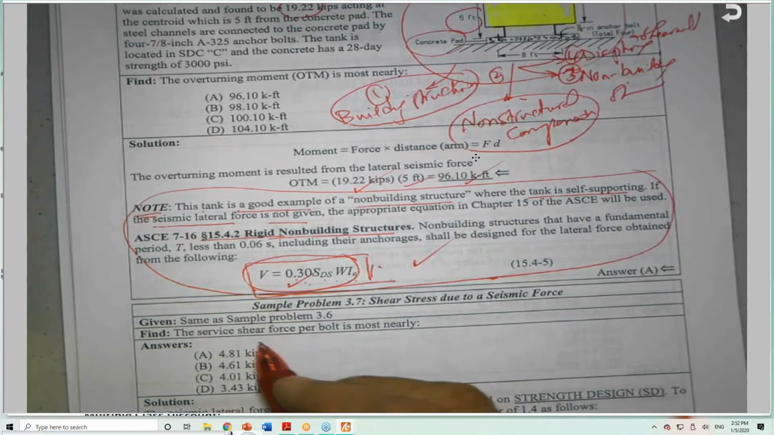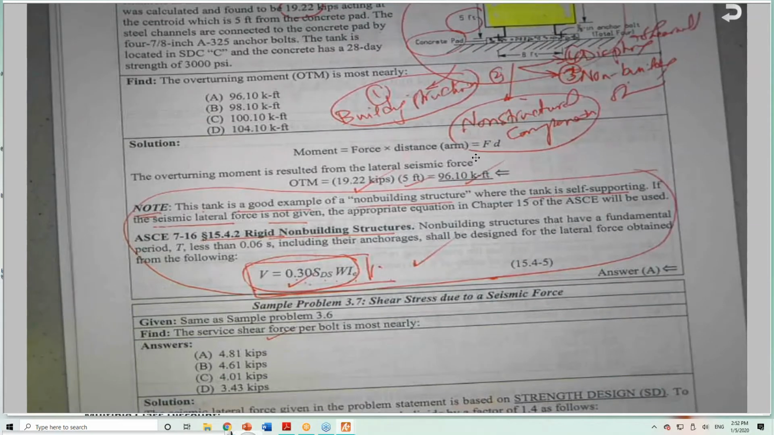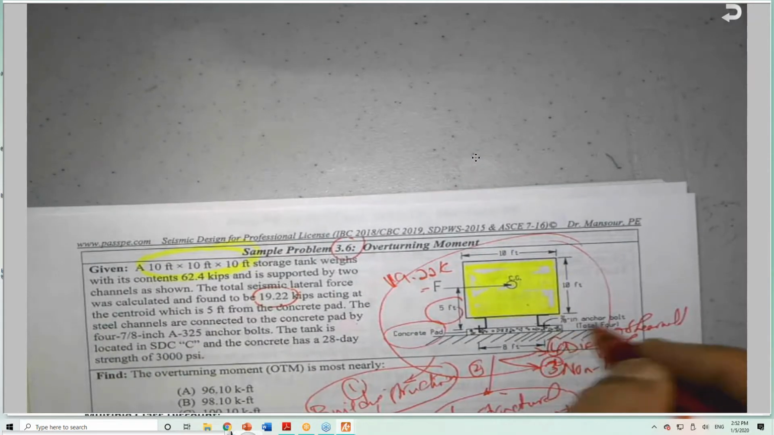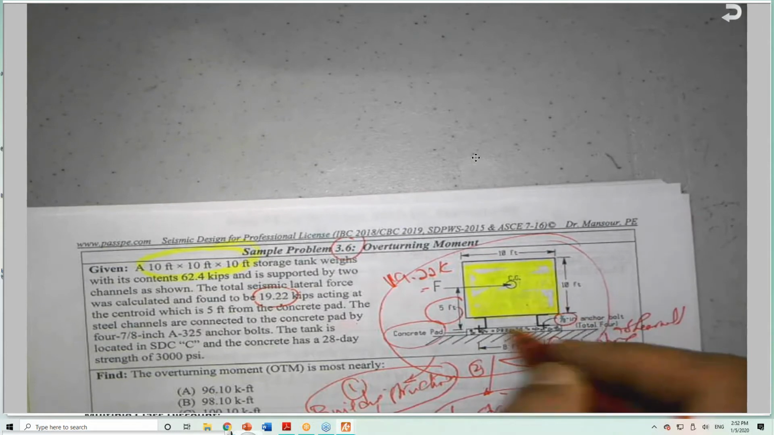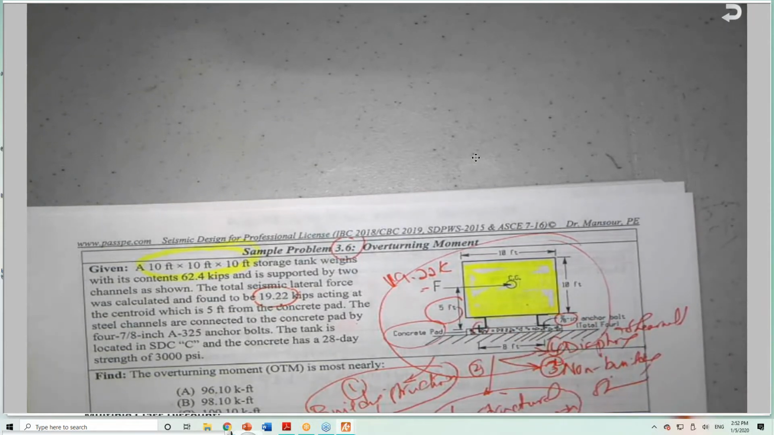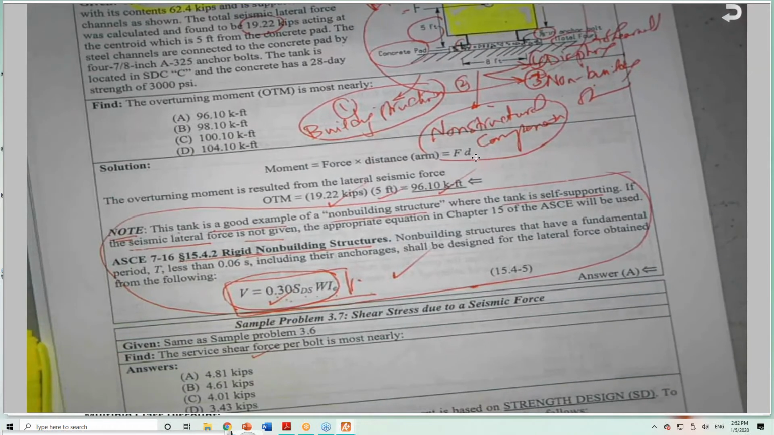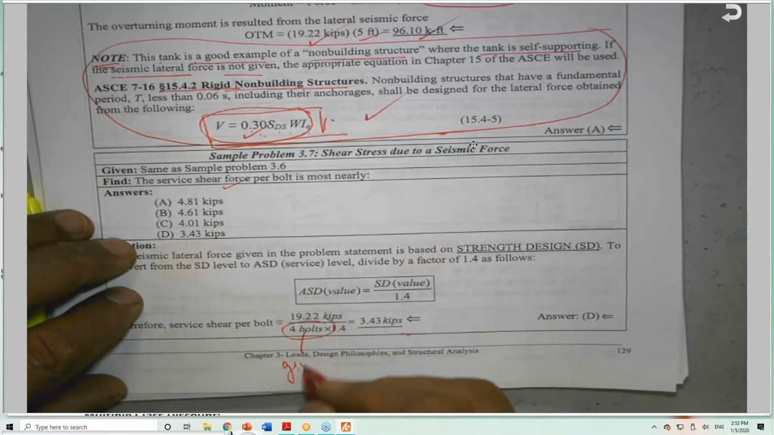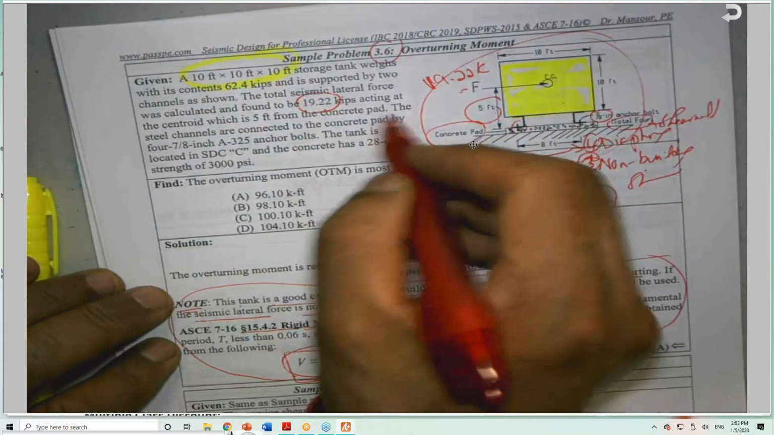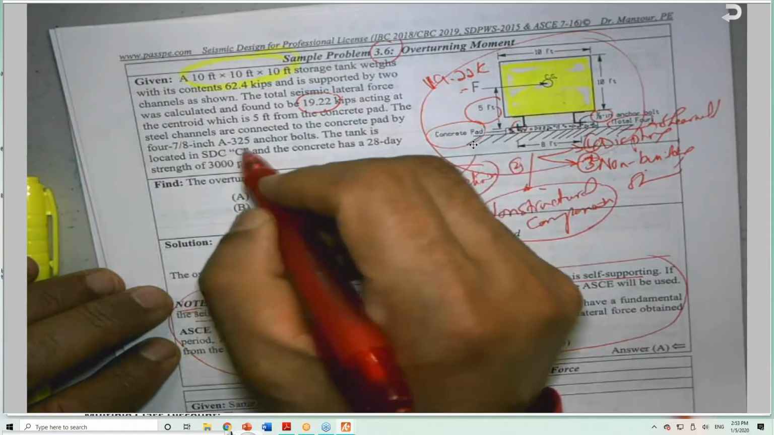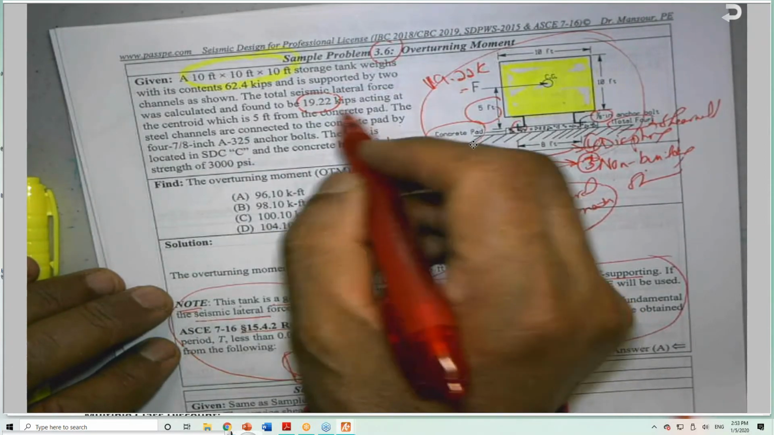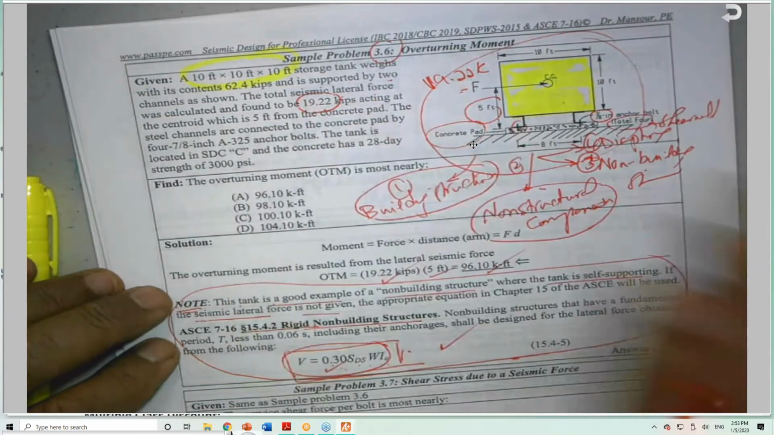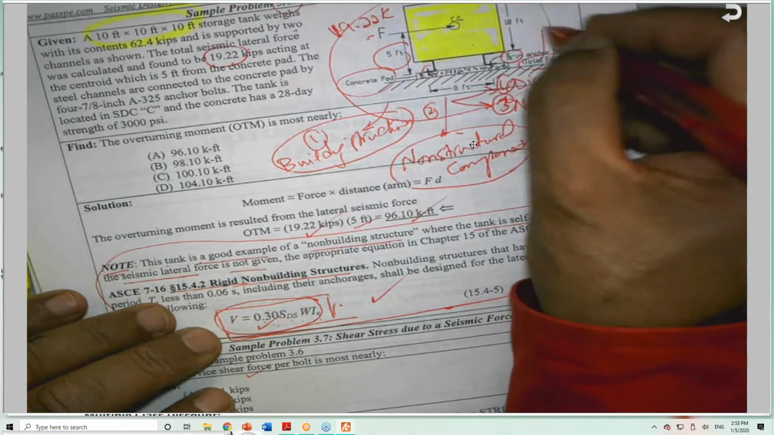He's asking what is the service shear force per bolt. I know there is an anchor bolt 7/8 here, and he said that total 4. Total 4, here it is in the problem statement. So I divide by 4 bolts, because this is given. The 4 bolts are given, probably in the problem statement. Maybe he didn't mention that the channel is connected by 7/8 anchors, 2 channels, but it's mentioned here. Total 4.